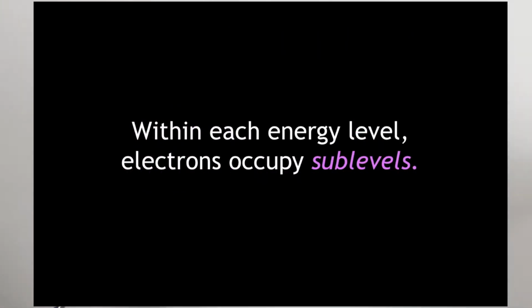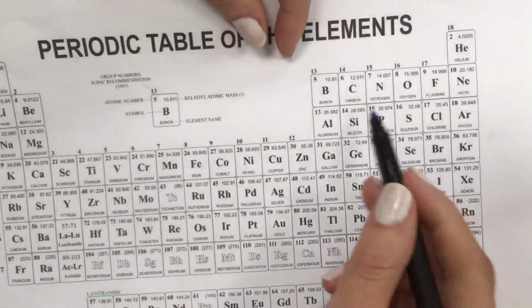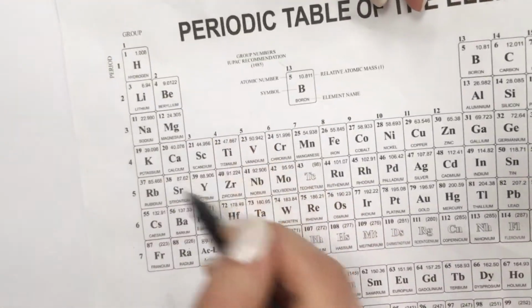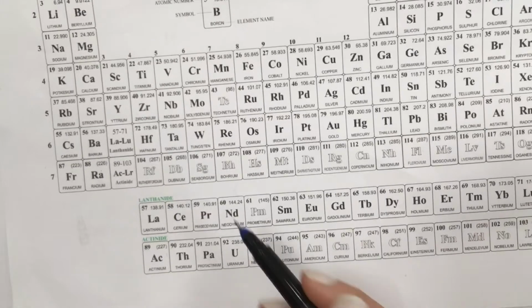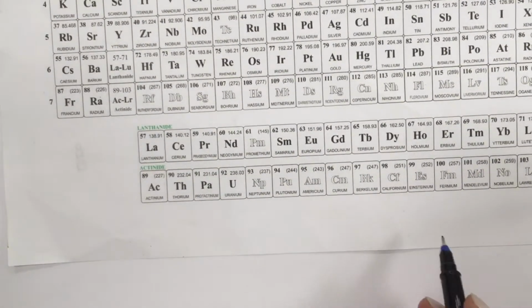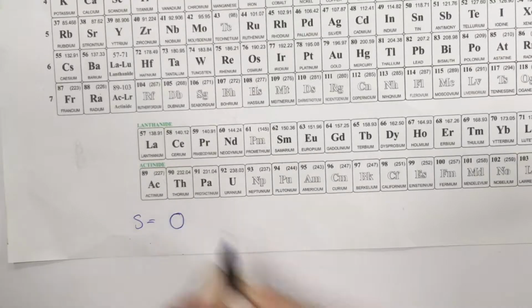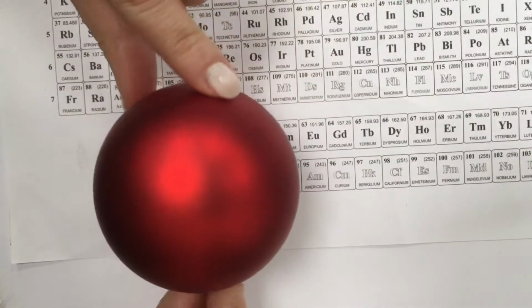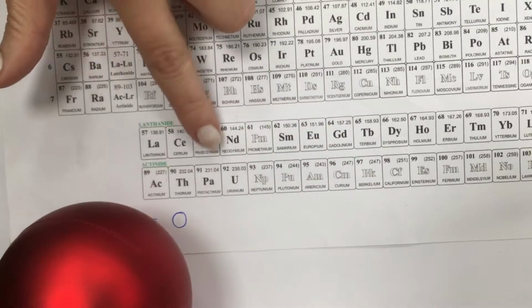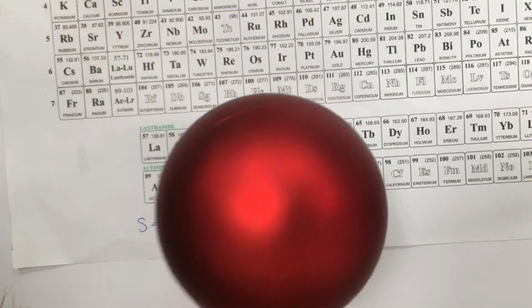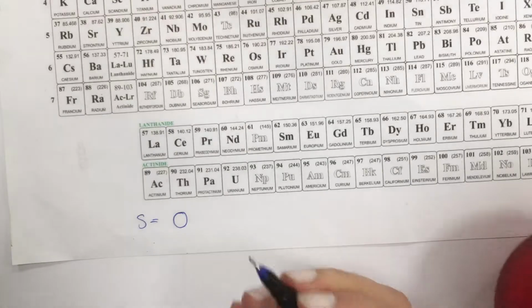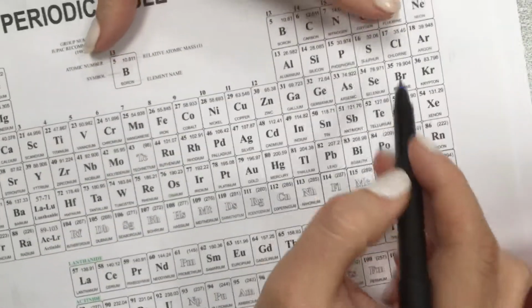Within each energy level, electrons will occupy sublevels. Do you remember in class when we were talking about the periodic table, how this was the P block, this was the D block, this is the S block, and this is the F block, and I made you draw each of those shapes. Remember the S shape was a sphere, but I drew it as a circle. I said, guys, remember, I'm drawing a circle, but it's actually 3D and it's a sphere. And then we went on to the P block right here.